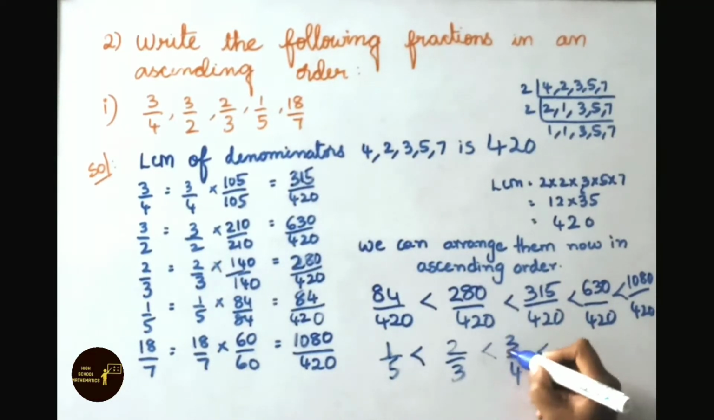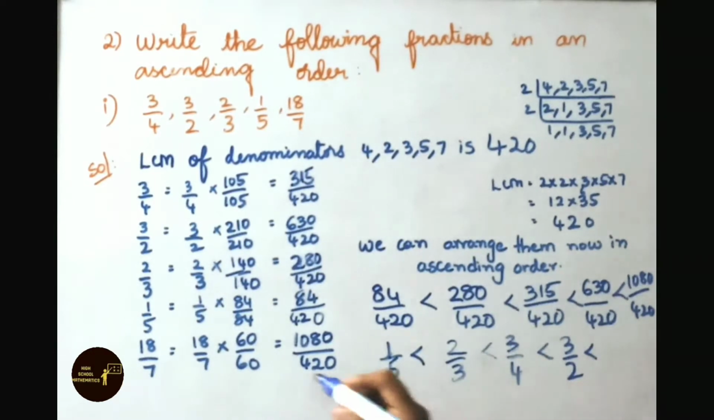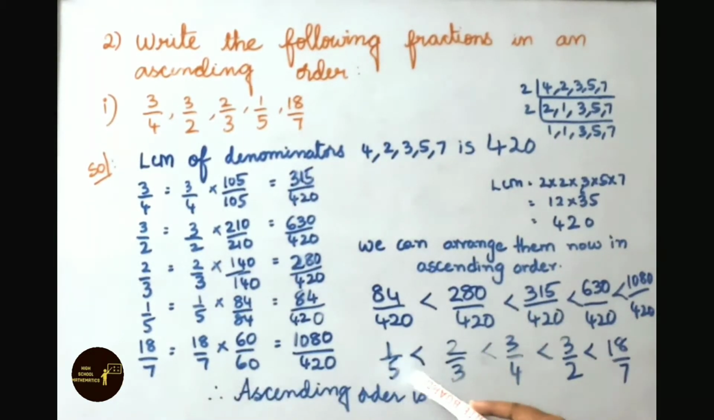3 by 4 is less than 3 by 2 and 3 by 2 is less than 18 by 7. Therefore, 1 by 5 is less than 2 by 3, that is less than 3 by 4, that is less than 3 by 2, and that is less than 18 by 7. Therefore, ascending order is 1 by 5, 2 by 3, 3 by 4, 3 by 2, 18 by 7.